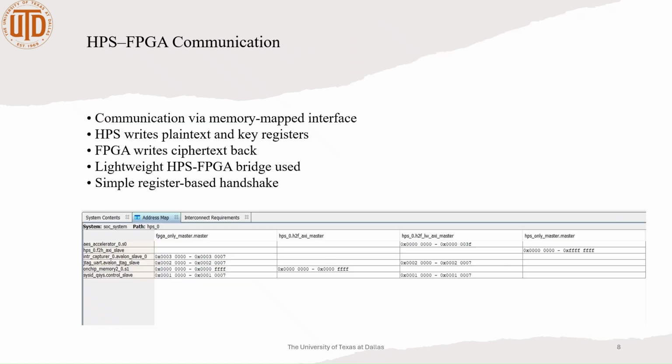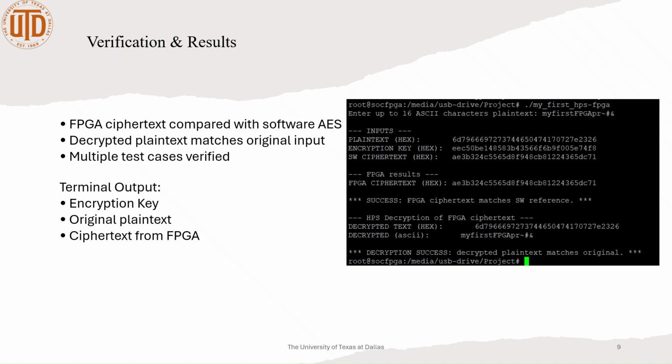So here's the FPGA communication. Communication between the HPS and FPGA is done using memory mapped registers. The HPS writes plain text and key data to the AES accelerator and triggers encryption. After encryption completes, the FPGA writes the ciphertext back, which the HPS reads for verification.